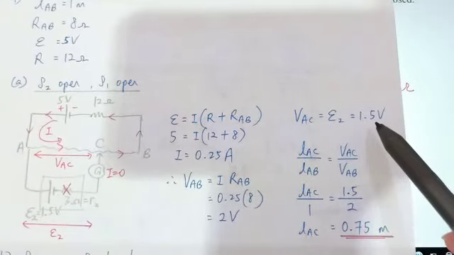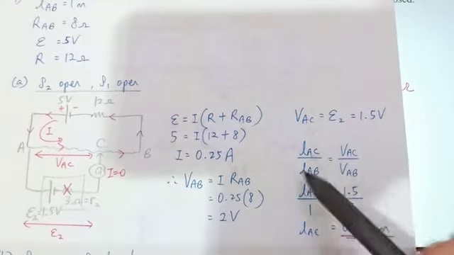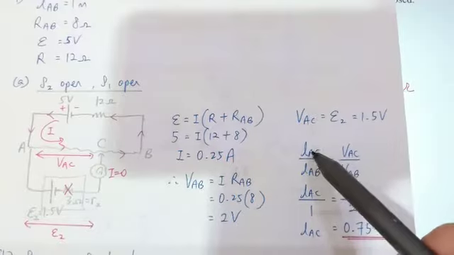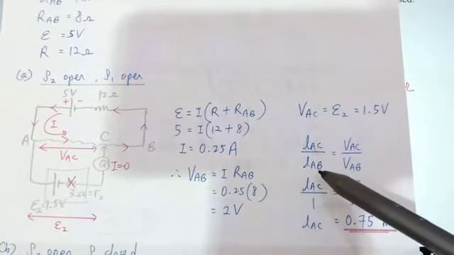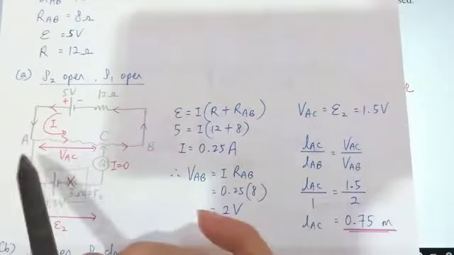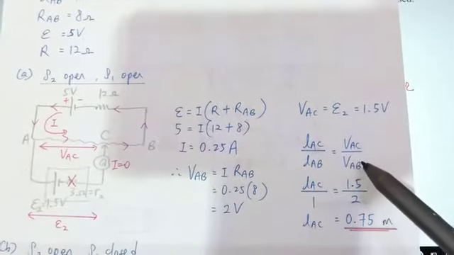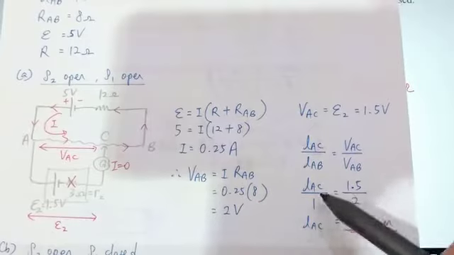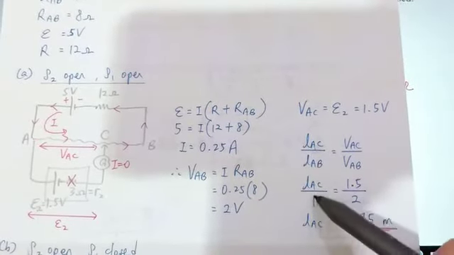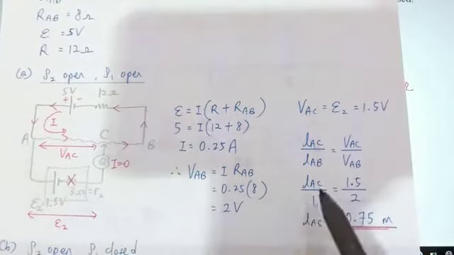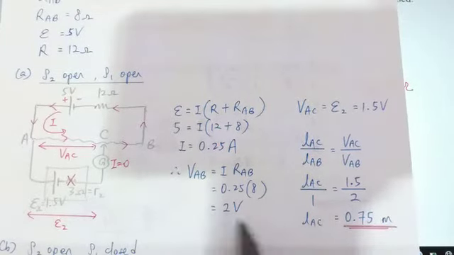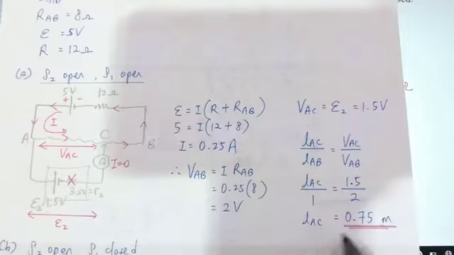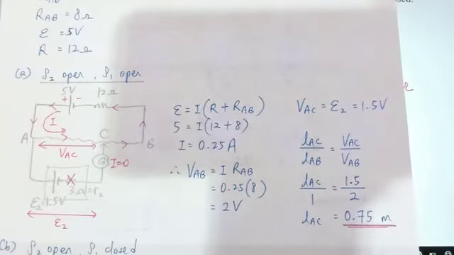And then finally, we use the ratio formula: LAC over LAB equals VAC over VAB. LAB just now is 1 meter, the whole wire is 1 meter long, and VAC is 1.5. VAB just now is 2 volt. Substitute, and we get LAC is 0.75 meter.